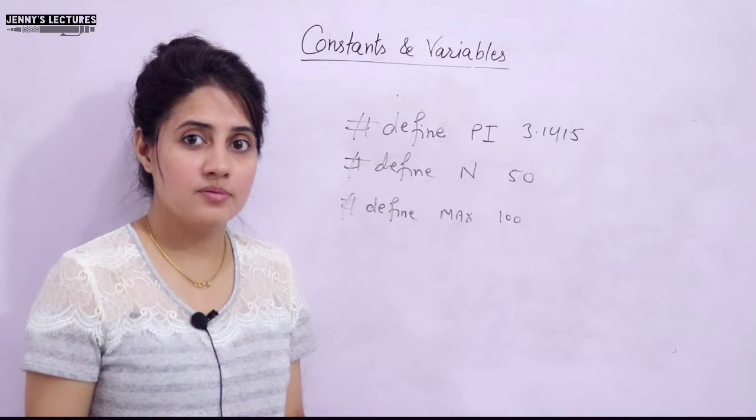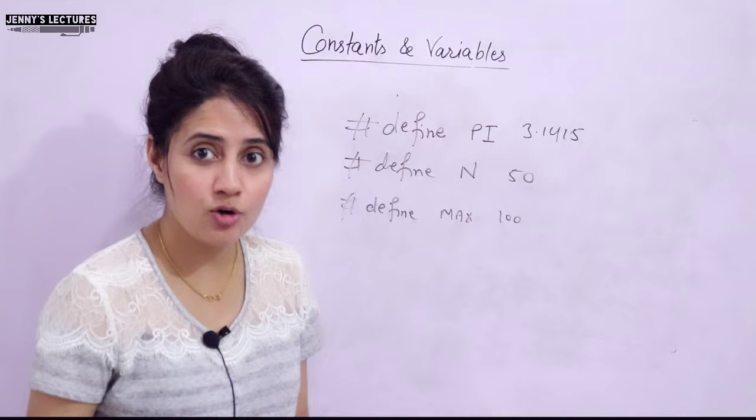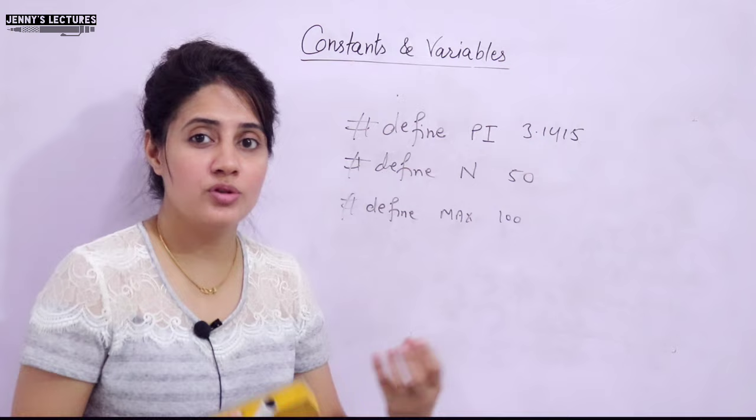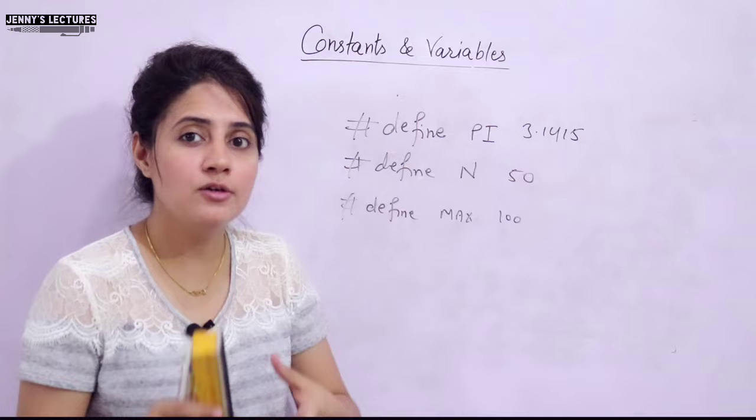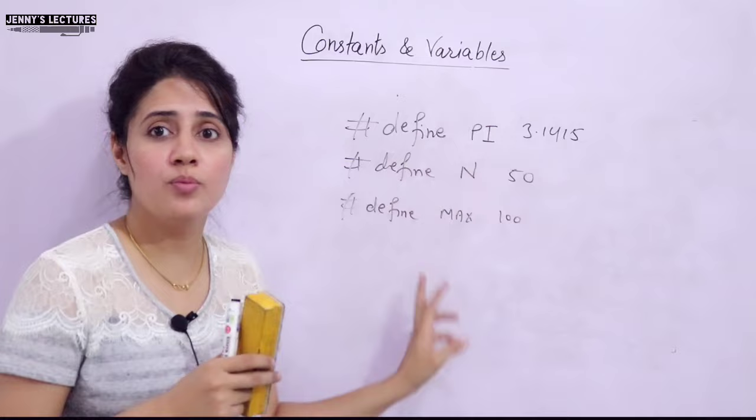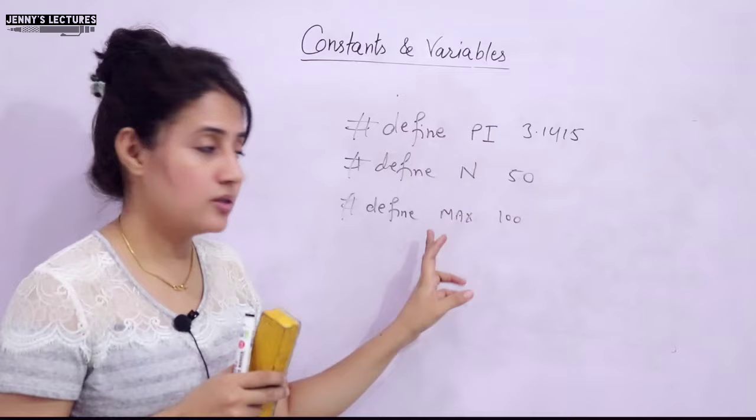And if your program is large and you are not getting the correct output, and you are not even getting any error, it would be very difficult for you to find out where we have gone wrong. So if you want this value to be fixed in your program, better to define that value as a constant, either by using the hash define method or by using the const method. So now this value cannot be changed in the program. This n value is also fixed, the max value is also fixed.